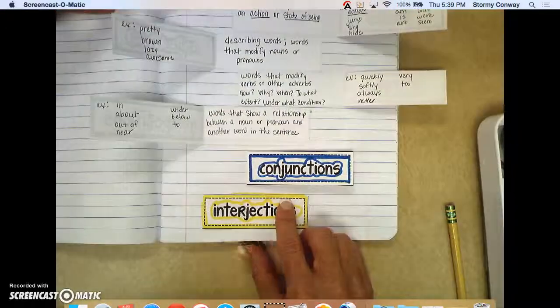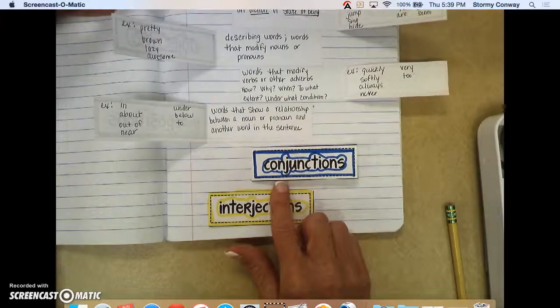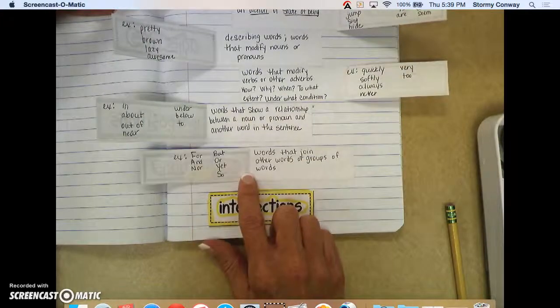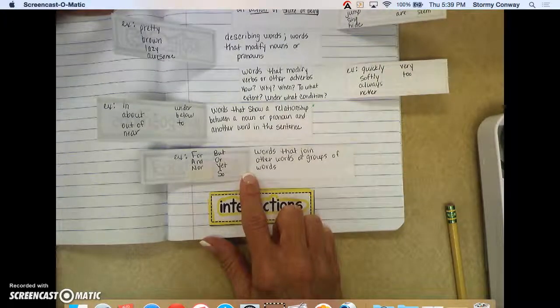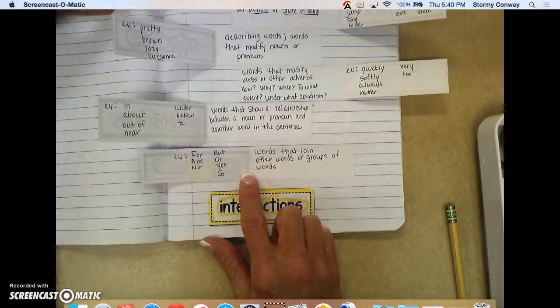Then we have conjunctions. Conjunctions join words, phrases, and clauses to other parts of the sentence. So conjunctions are words that join other words or groups of words together. Although there are coordinating conjunctions, correlative conjunctions, and subordinating conjunctions, I just went ahead and put down the coordinating ones, which are the ones we use to make compound sentences. We have our FANBOYS, which are very popular: for, and, nor, but, or, yet, and so.